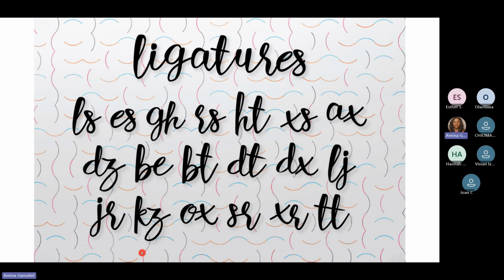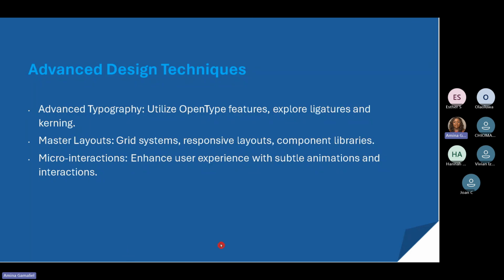This is what a ligature looks like. Actually, let me just explain it. Kerning is, simply put, the space between your letters. I'm going to show you how to achieve that on Figma. There's a feature you can use to create that space between your letters on Figma. And then ligature is pretty much the opposite of that.